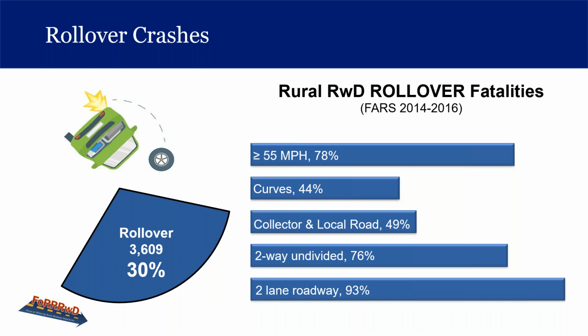So rollover fatal crashes predominantly occur in rural areas with posted speeds of 50 miles per hour or greater. As you can see, almost half of those occur in the curves. So we begin to see a theme with curves. For such a small percentage of the roadway miles, they are well overrepresented in our crash data. And only about 5% of roadway miles are curve miles.